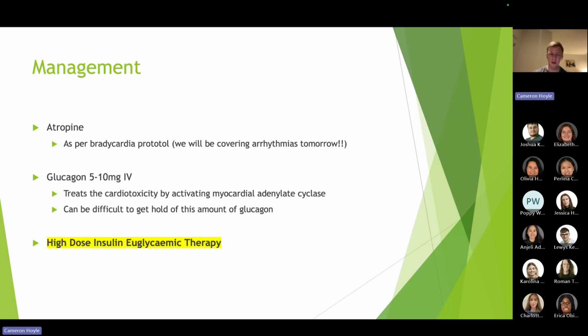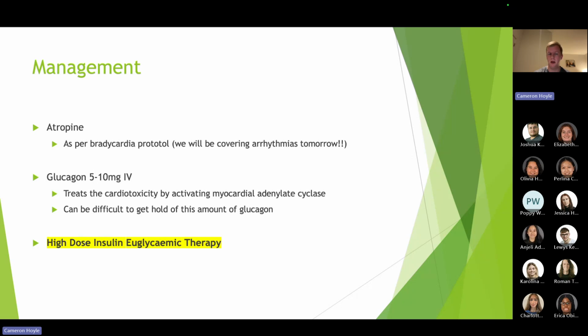Atropine, as we mentioned, is just for the bradycardia. So we're going to cover arrhythmias tomorrow. So we'll go through atropine and some of the other arrhythmias. The glucagon is the most important one, aside from the atropine. You give quite a high dose.